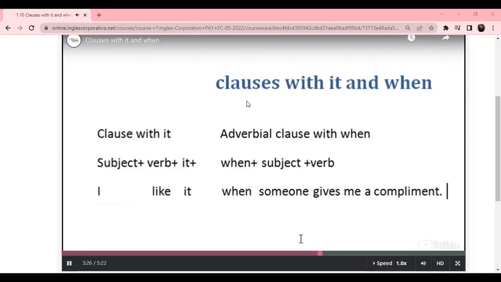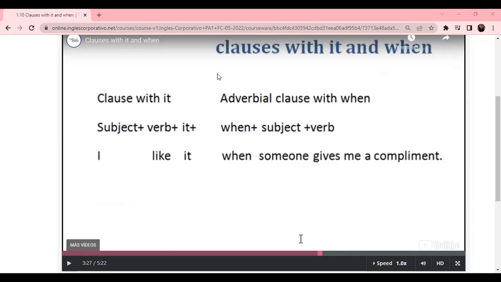Listen to what he said. It's true for you, so it means that you should put simple present, right? Simple present. So Rosa, right? I like it when my friend speaks with me, right? So we need to put the S.